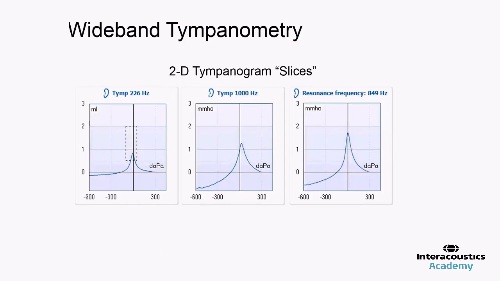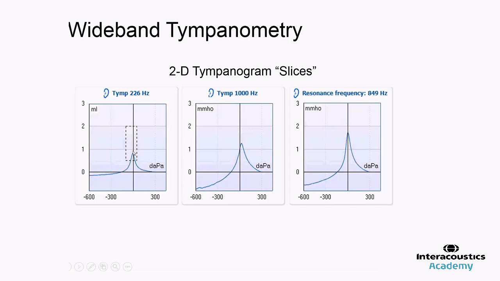This panel shows 2-dimensional tympanogram slices. So if you're trying to interpret wideband tympanometry, this is a really good place to start. So after you do your 3-dimensional graph, then you can go into a panel that allows you to look at the individual tympanograms. And now what it does is it turns it into an admittance, so that you can actually look at 226 and 1,000 like you're used to looking at tympanometry, and you can see what the admittance is over here on the left side.